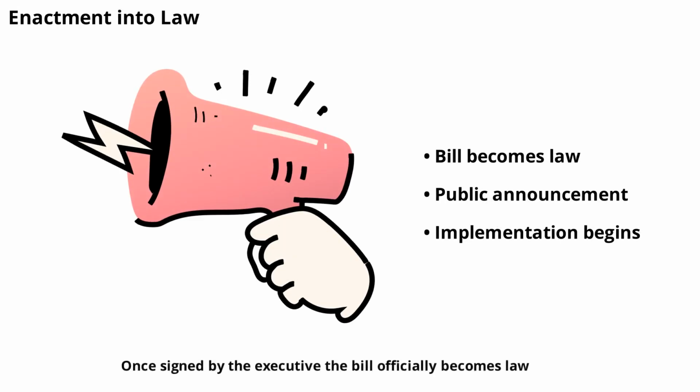Once signed by the executive, the bill officially becomes law. This means the government is now authorized to implement the new program. The enactment is often marked by a public announcement or signing ceremony. This moment represents the culmination of months or even years of work by countless individuals. The focus now shifts from planning to putting the program into action.